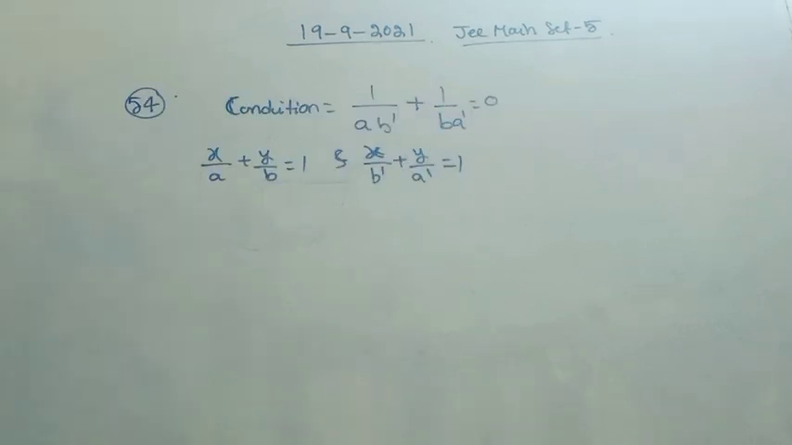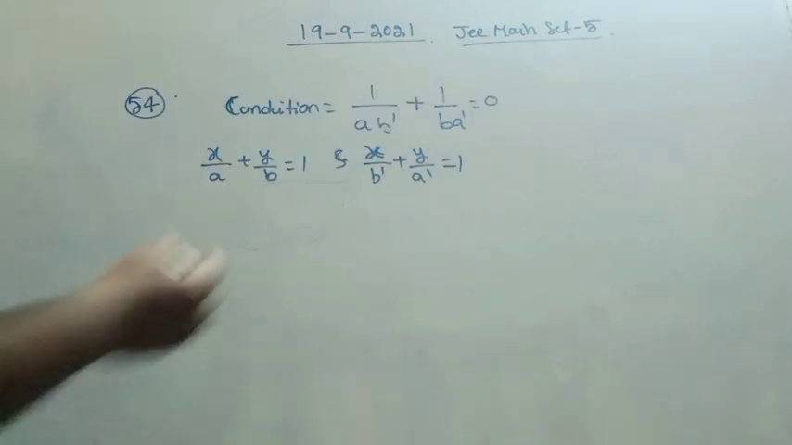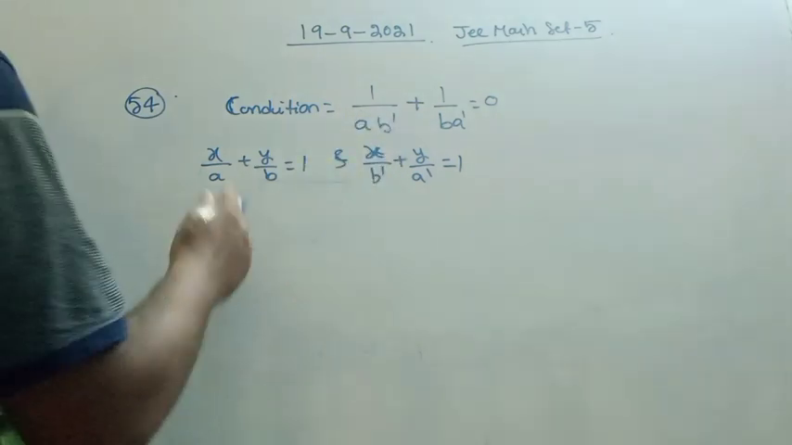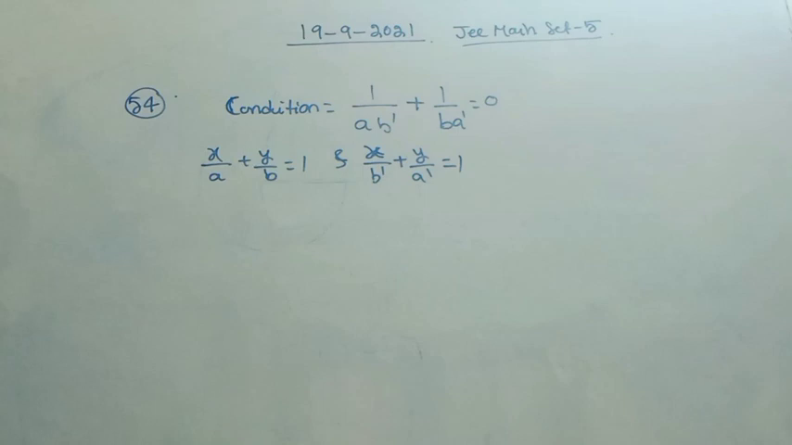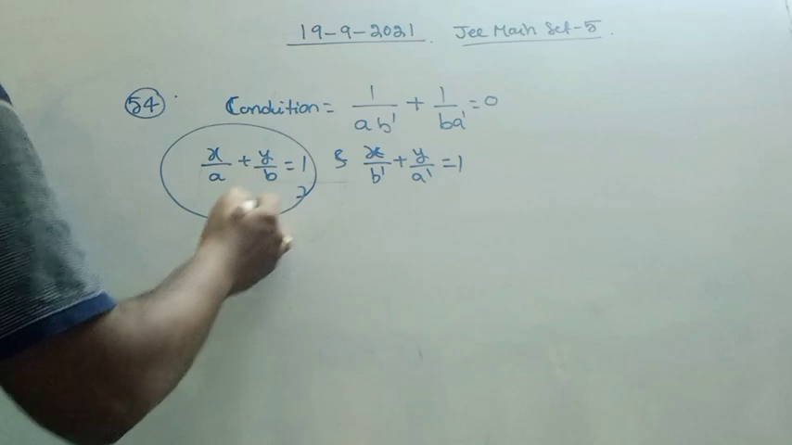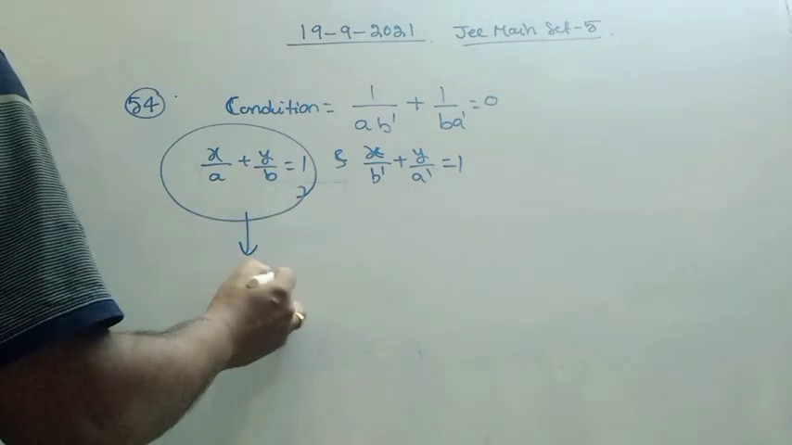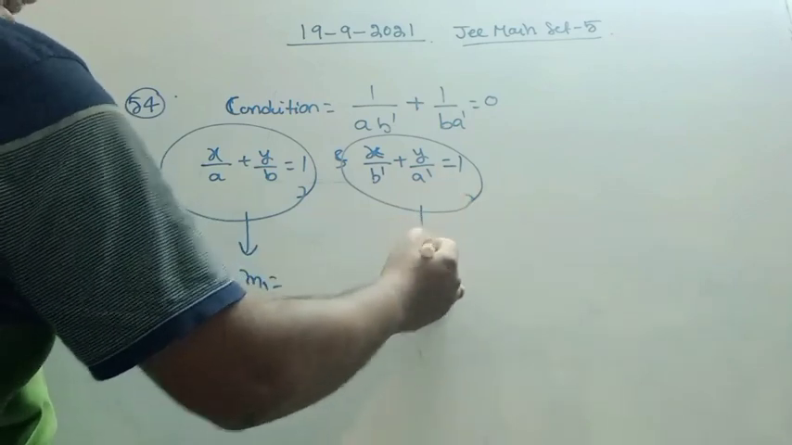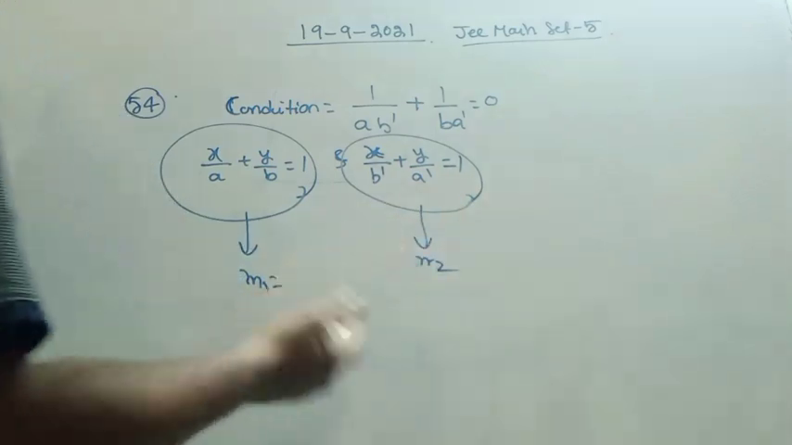See, now we have this 54th problem. They have given a condition 1 by AB dash plus 1 by BA dash equal to 0, and these two lines. We need to think how they are, either parallel or mutually perpendicular, or at some angle. Find the slope of this line, my dear students. You know how to find it: minus x coefficient by y coefficient. And find the slope of the other line, m2. Now find the angle between them.